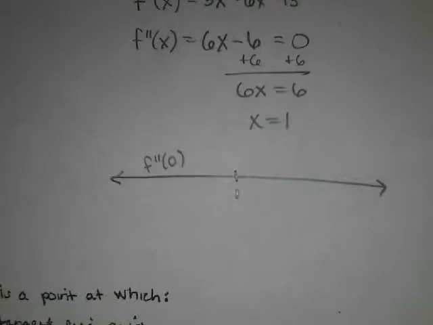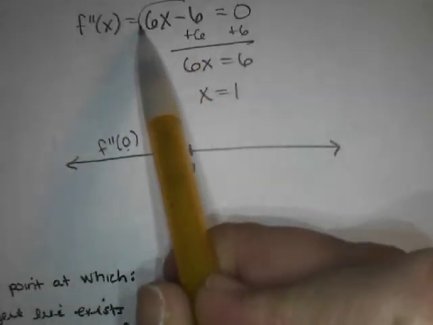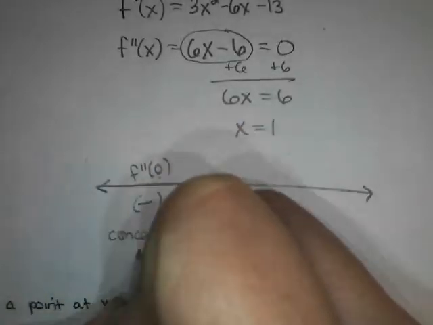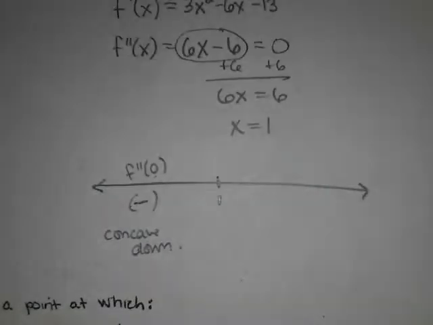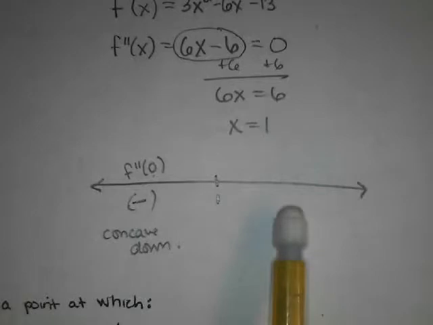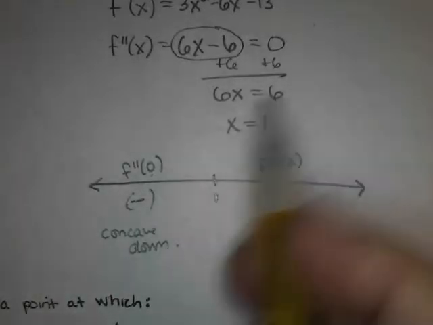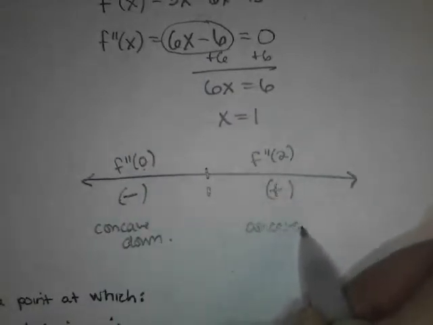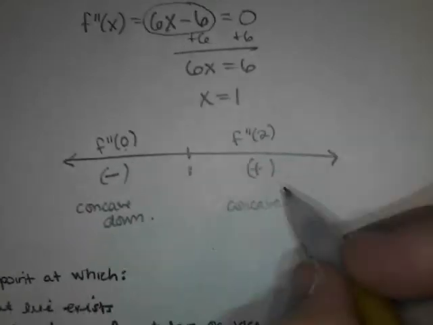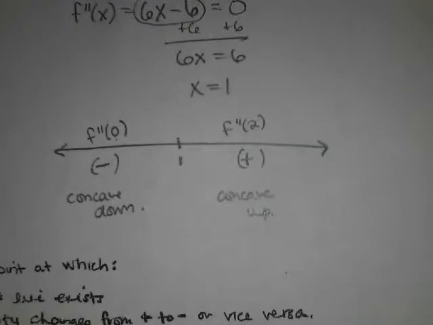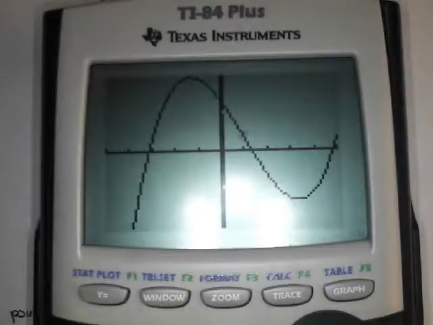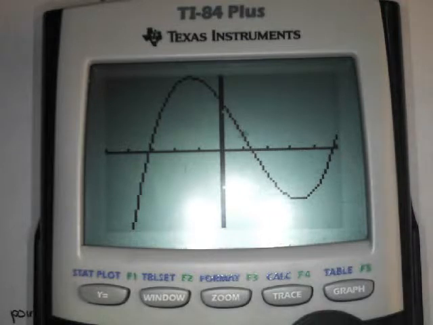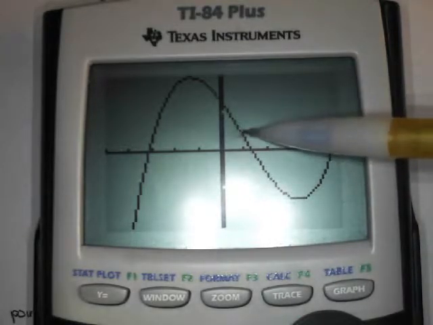So when you plug 0 into your second derivative, what do you get? Negative. So that should be concave down. And if I plug something in greater than one, like two, f double prime of two, what kind of number do I get? Positive. And so that indicates that afterwards, to infinity, the rest of the graph is concave up. And that shows that, right? Before one, concave down for the rest of the graph, and after that, concave up for the rest of the graph, with your point of concavity shifting right here.